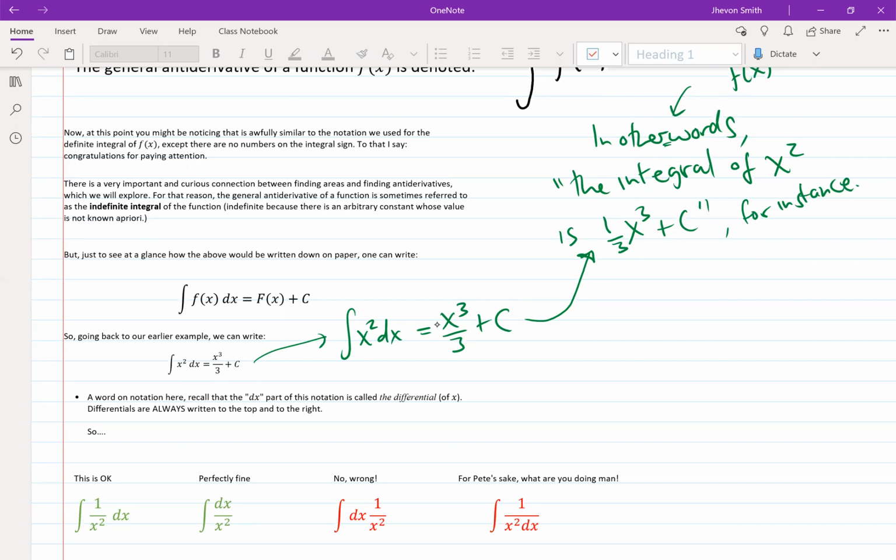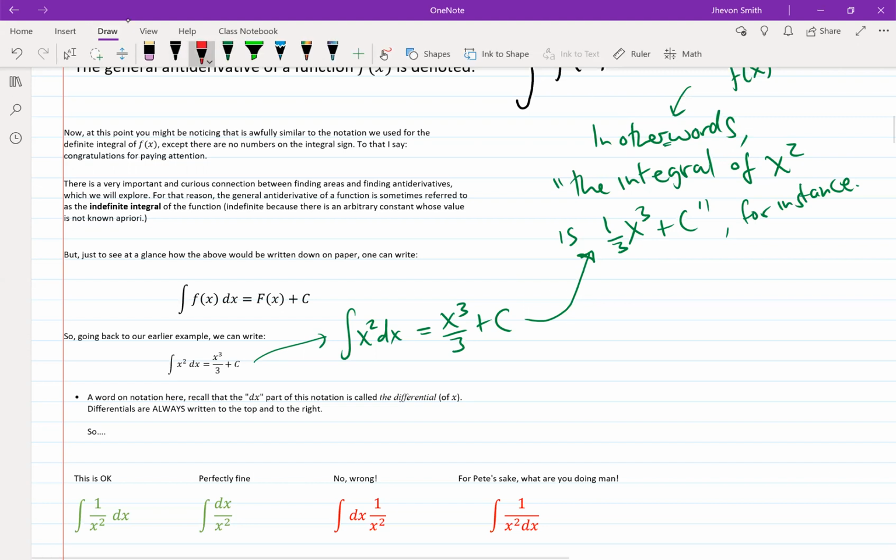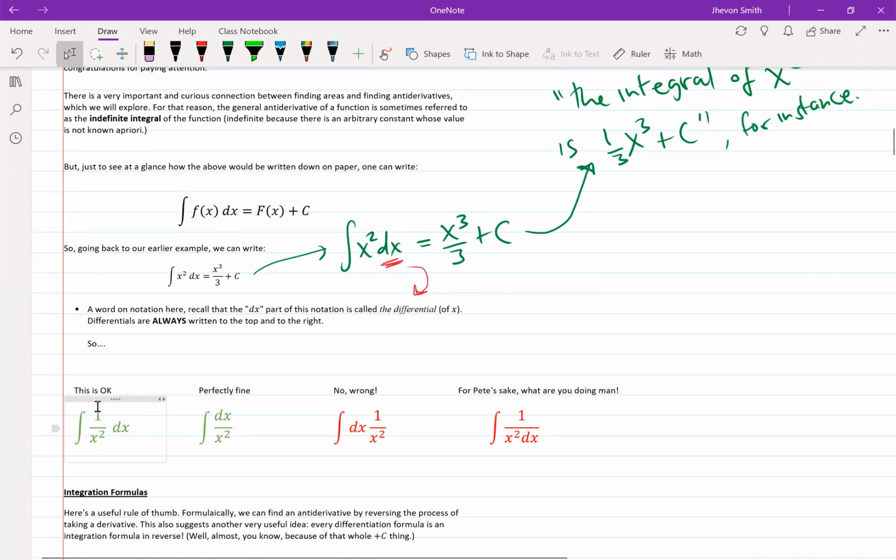Another word on notation is, again, the dx part is very important for you to notice. The dx, that part is called the differential, as I mentioned last time. It is always, maybe I should put that in bold, it is always written to the top and to the right whenever it does appear. So for example, here's the antiderivative of 1 over x squared dx. Notice that the dx is on the far right of this notation. Here, it is to the top, and to the far right of that notation.